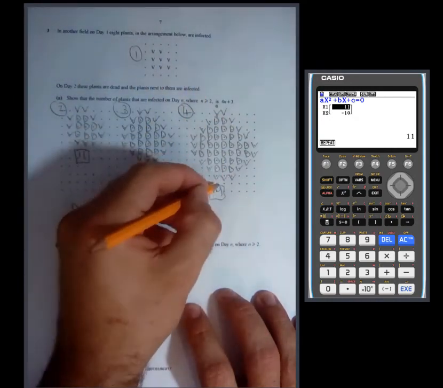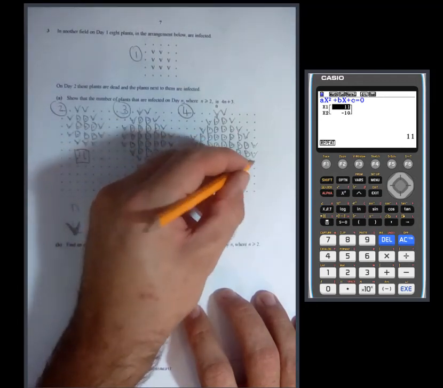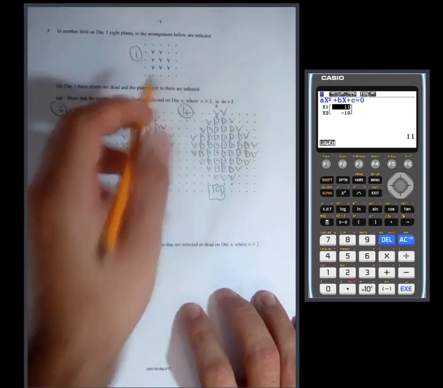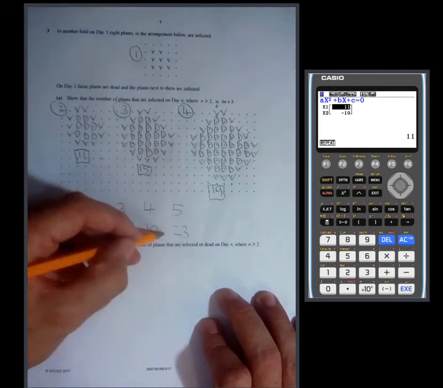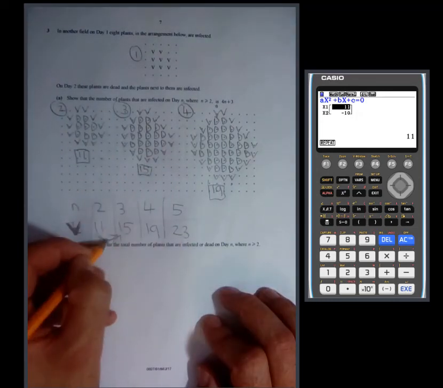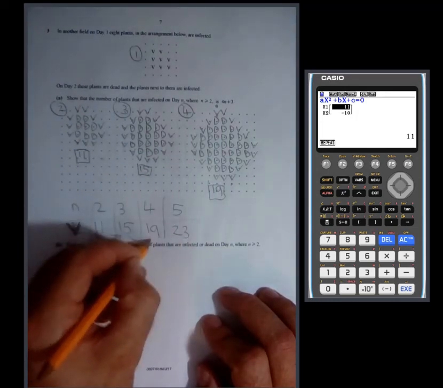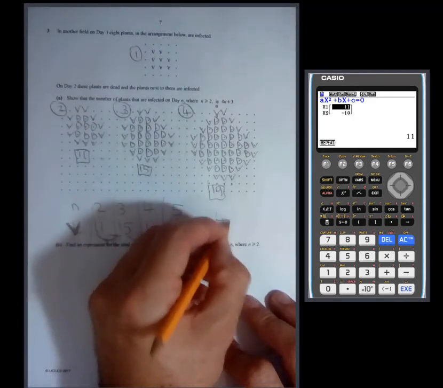And if you're not sure about that, you could always just count some dots. So 1, 2, 3, 4, 5, 6, 7, 8, 9, 10, and so on. There will be 23. So when n is 5, it's going to be 23. All right, so that's the table. Constant second difference, plus 4, plus 4, plus 4, which means 4n.